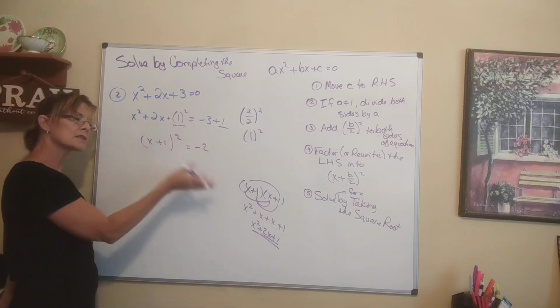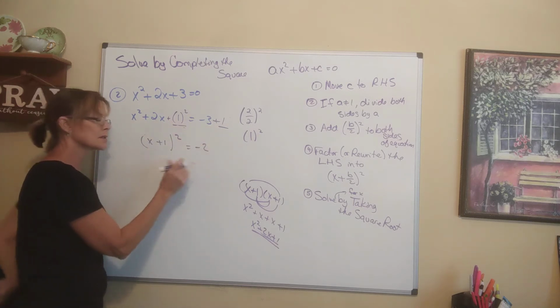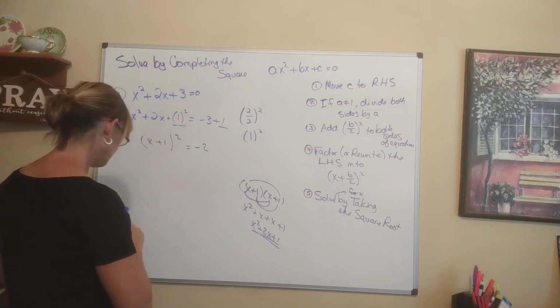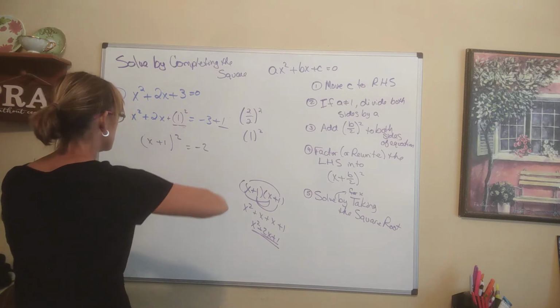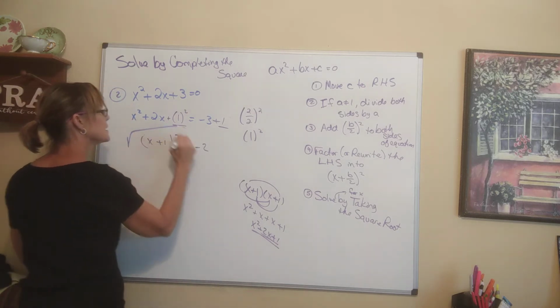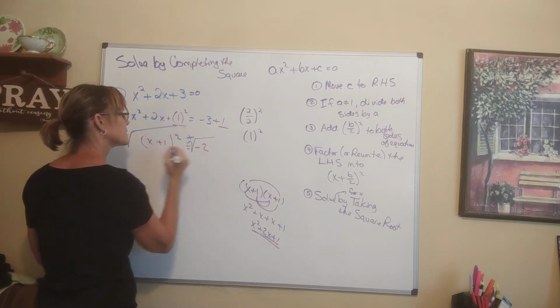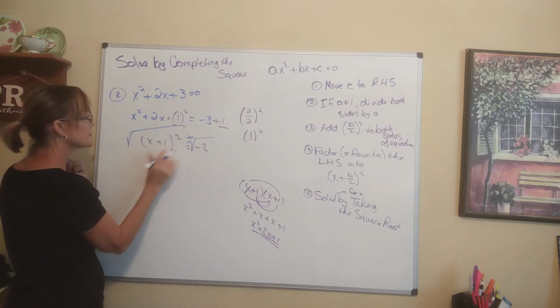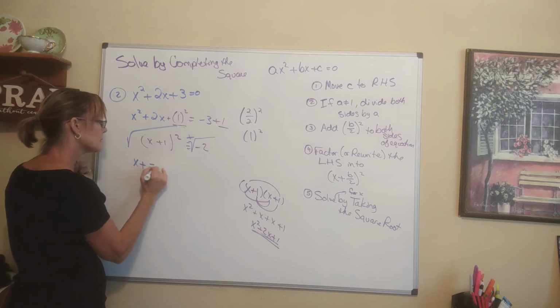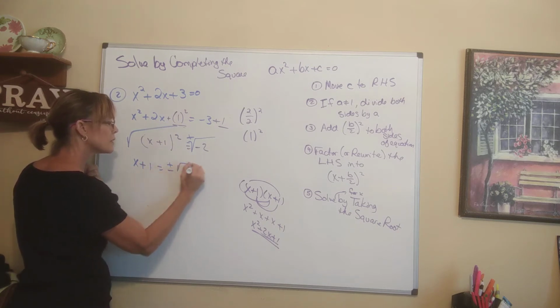Now we're ready. Take the square root of both sides. The square root of this, the square root of that. So let's see here. We get the square root of this is equal to plus or minus the square root of this. Okay. The square root of something squared is the something. X plus 1 is equal to plus or minus the square root of negative 2.